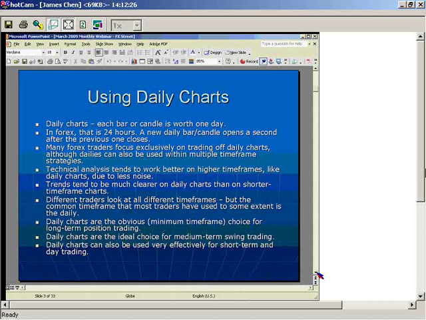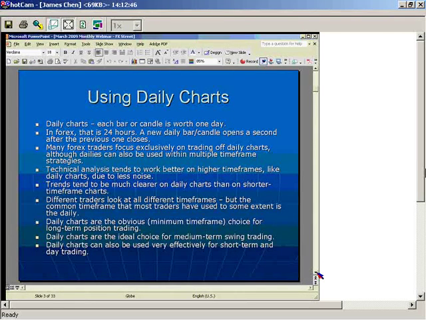I like to generally stick to one time frame, that being the daily chart, clearly seeing the trend and what's happening on an overall basis with the currency pair, and also trading off of the daily chart on a short-term basis.